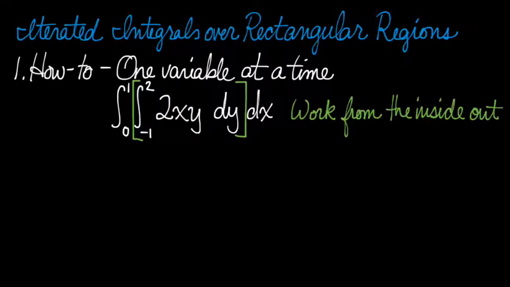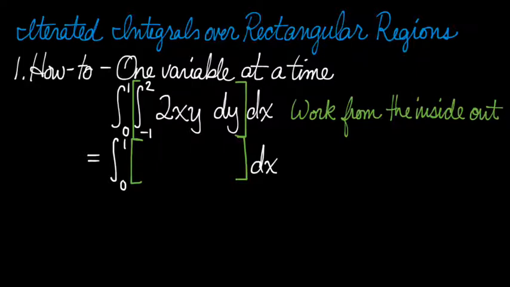Now, the rule here is to work from the inside out, one variable at a time. The inside set of limits must go with the inside differential. So the -1 and 2 must correspond to y, and the 0 and 1 must correspond to x. That will always be true. So what I can do is copy that integral symbol with the 0, 1 and copy the dx without changing them, and only work with the stuff inside the green brackets.